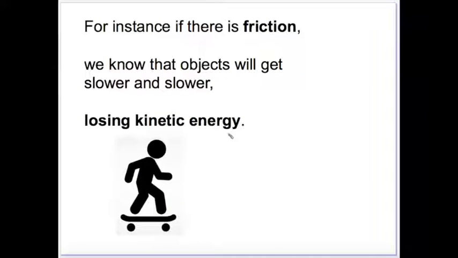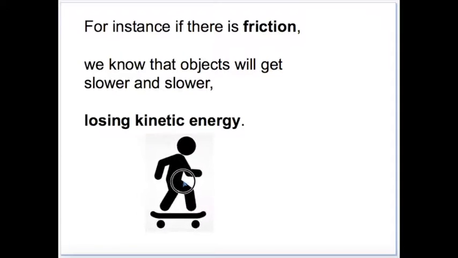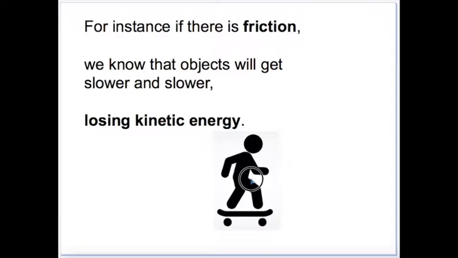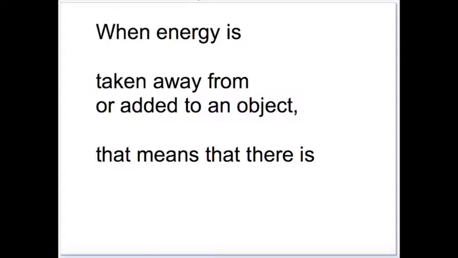For instance, if there's friction, we know that objects will get slower and slower, losing kinetic energy. So maybe this skateboard is going along, whee! But when there's friction, he slows down. So he doesn't have the same amount of energy as he did before. And he's slowing down even though he's going on a flat surface. He's not going uphill or anything. It's just the friction is taking away some energy.